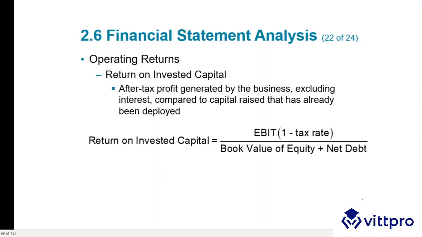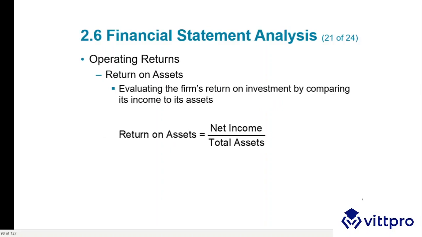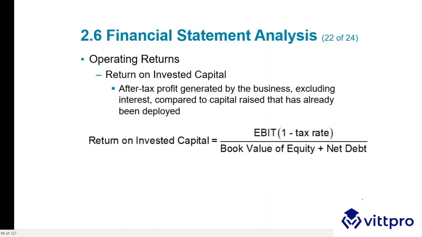The book value of EBIT, earnings before interest, minus the tax, divided by book value of equity plus the net debt. This formula is more relevant compared to return on assets. The reason being, it is calculated on the entire income of the company, which is distributed to equity shareholders and also distributed to the net debt holders.